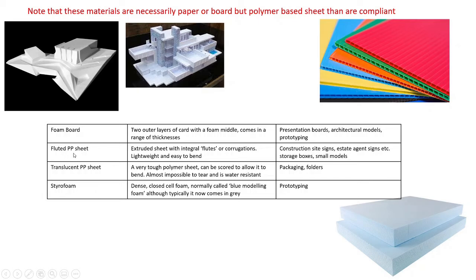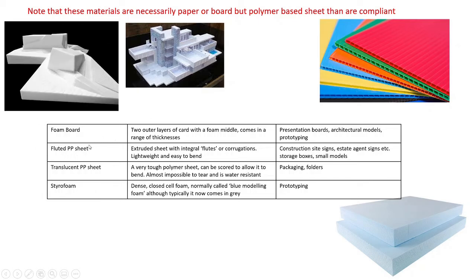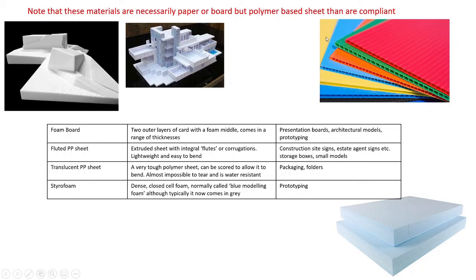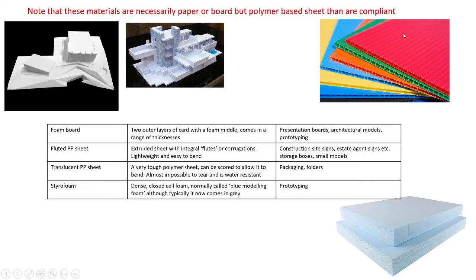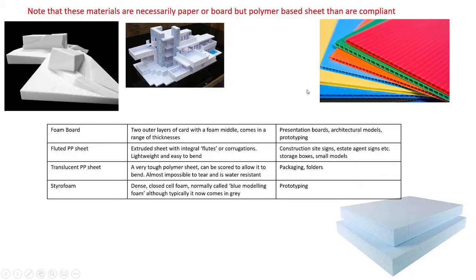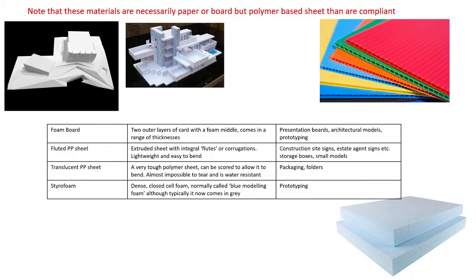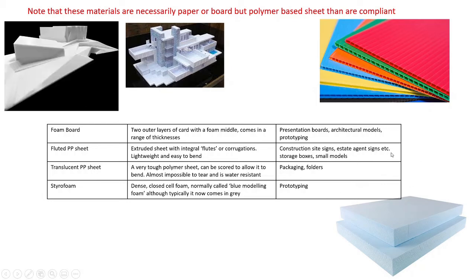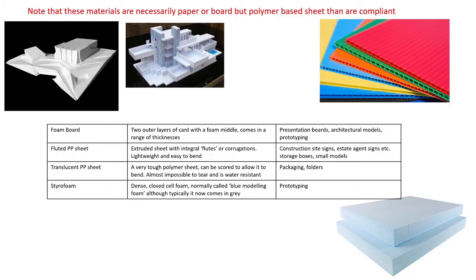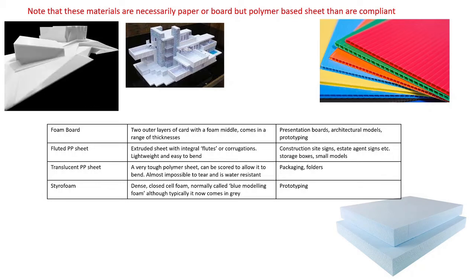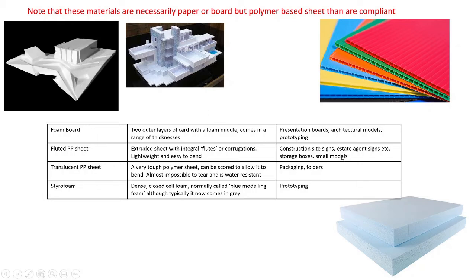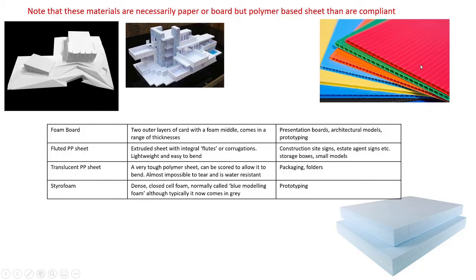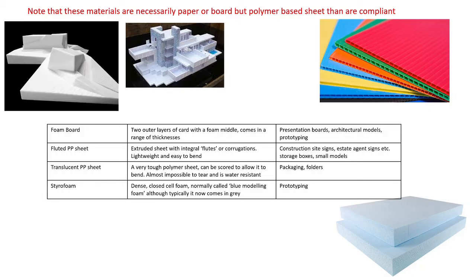Next, you've got fluted PP. Now, PP stands for polypropylene. Essentially, those flutes are almost like the corrugations in corrugated card. If you look at the picture on the right, you've got these little channels, I guess you could call them, which make it quite a rigid piece of plastic. They're really good to work with. They're used for things like construction site signs and estate agent signs. You can make boxes from them because they're quite lightweight, and they're okay for prototype model making. Not quite as good as foam board, but they're quite rigid, and pretty easy to cut, score and mold.